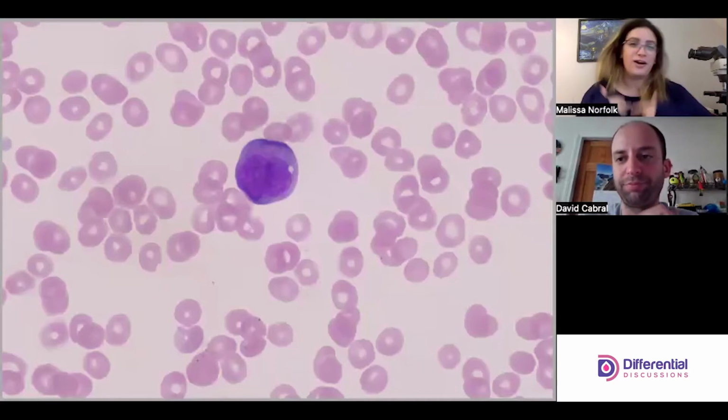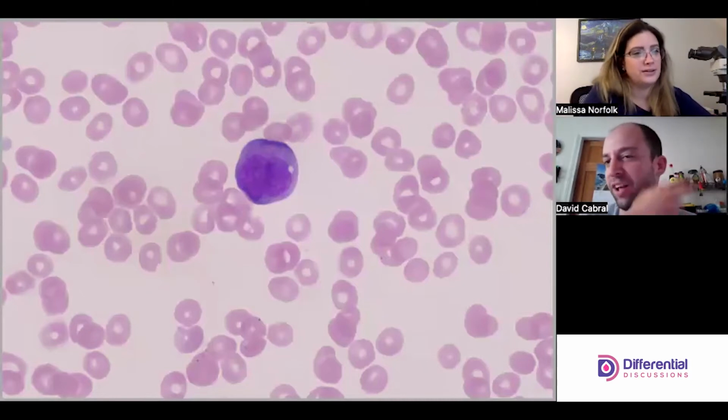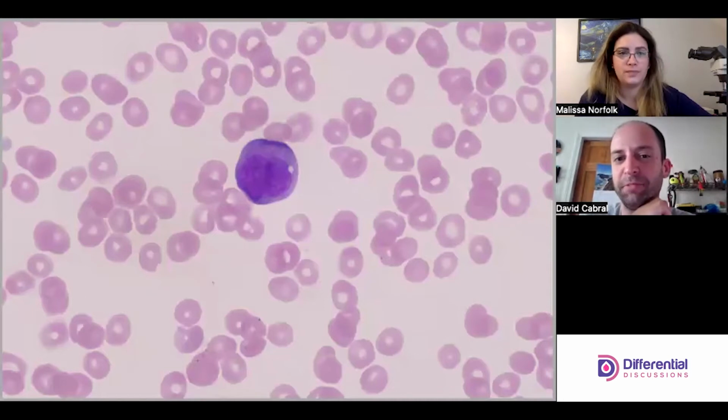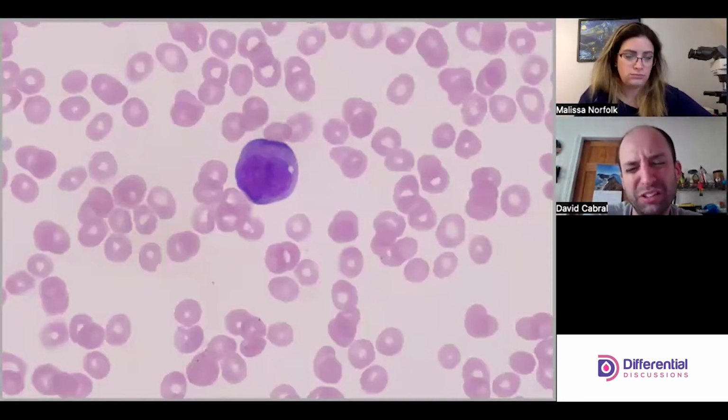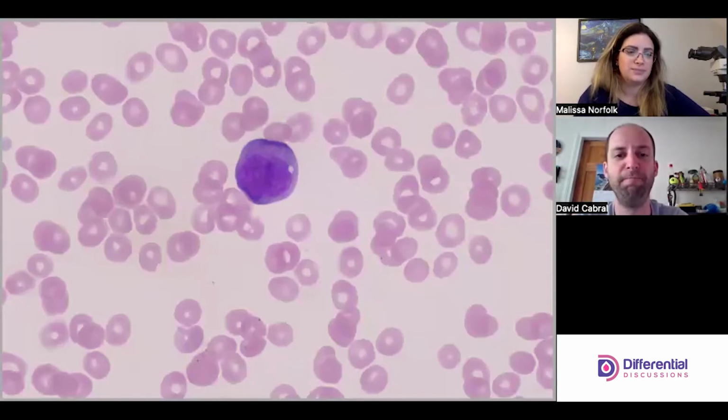Hypergranular variants are nice and easy. Typically, to an experienced morphologist, yes. And I think even with students generally, in my experience, they tend to be okay with APL. So you mentioned butterfly nucleus. What do you mean by that?